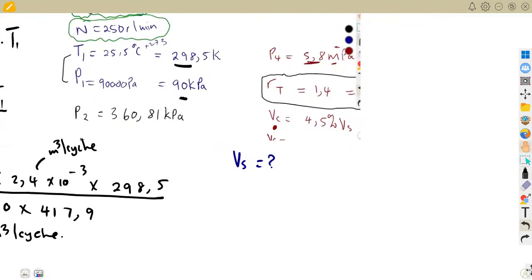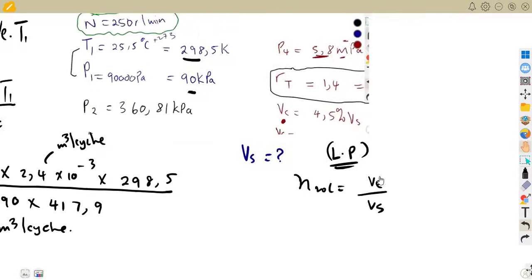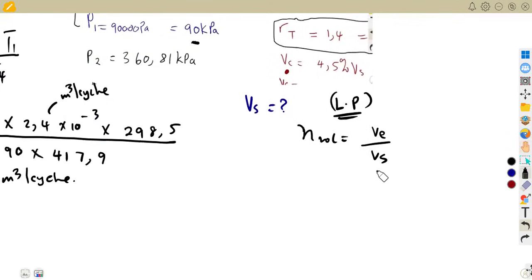So meaning to say, from that volumetric efficiency, remember our formula from our formula sheet, it was what? The effective volume over the swept volume. So this time we are dealing with the low pressure cylinder. So we have to take the volumetric efficiency for what? For the low pressure cylinder, which is 0.96. As we need to calculate what? The swept volume. So that means 0.96 is equal to, which value are we going to use?